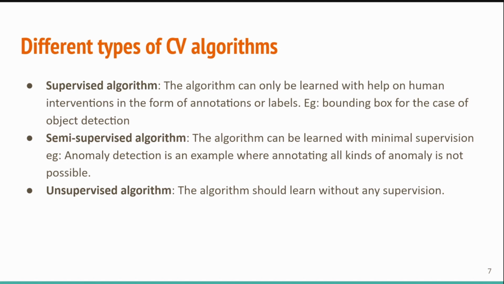The other one is the unsupervised algorithm, where there is no intervention at all. The algorithm is on its own. It has only the data, no other information in the form of annotations or labels. Unsupervised algorithms are still a big area of research because labeling is a very tedious task. If we can remove labeling from these pipelines, that will be a lot of savings.